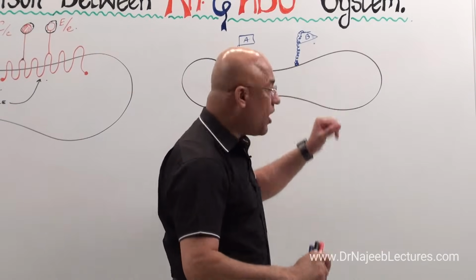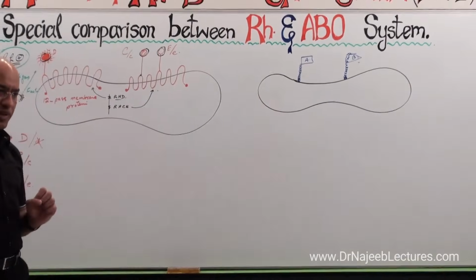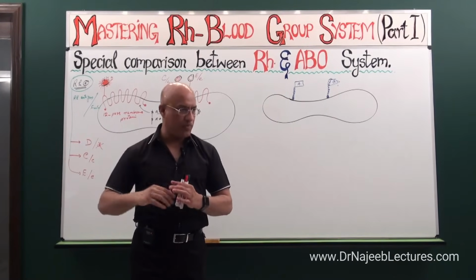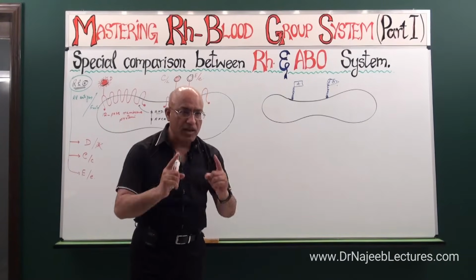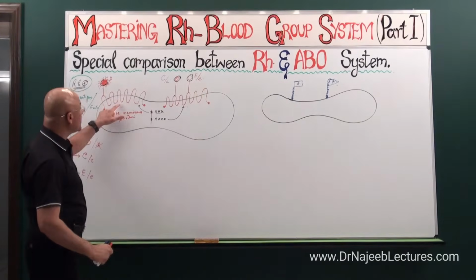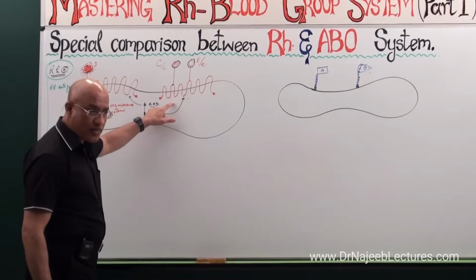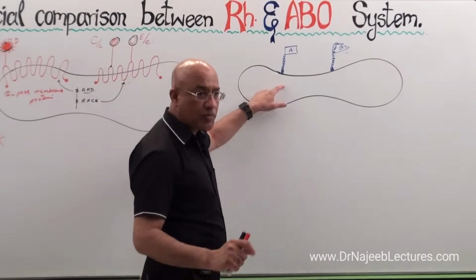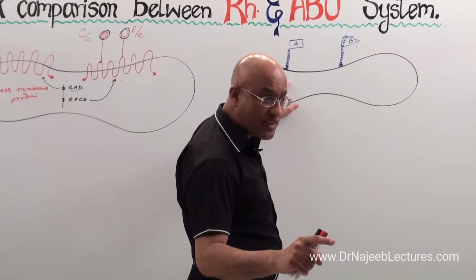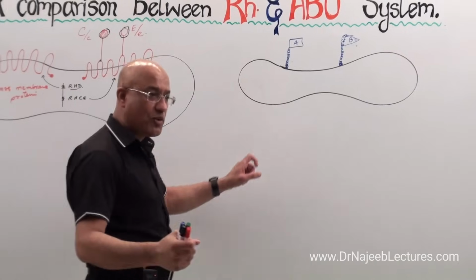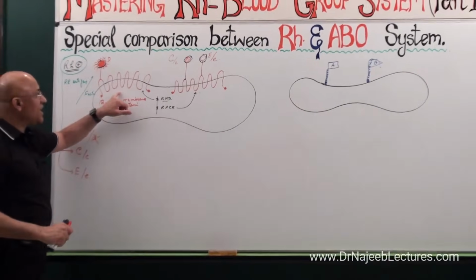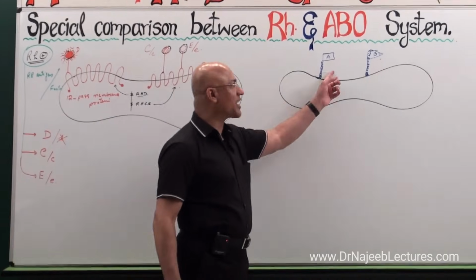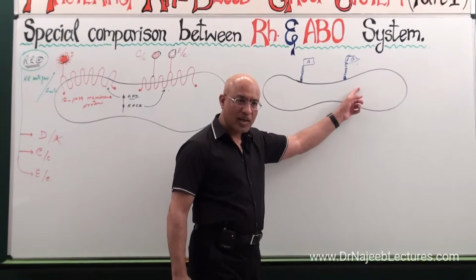Am I clear? Now, if someone asks what is the major difference in the antigens of Rh system and ABO system, the first answer should be: Rh system antigens are proteins, and ABO system antigens are oligosaccharides, carbohydrates. An easy and funny way to remember that: Rh antigens are like chicken pieces, and these are the sugar candies.